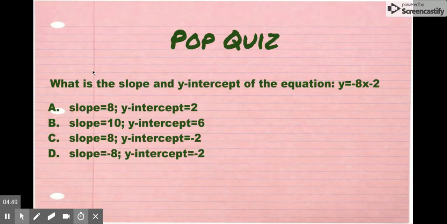So in this final pop quiz, you will be finding what the slope and the y-intercept of the equation y equals negative 8x minus 2 are. Pause this video if you need to and come back with the answer.